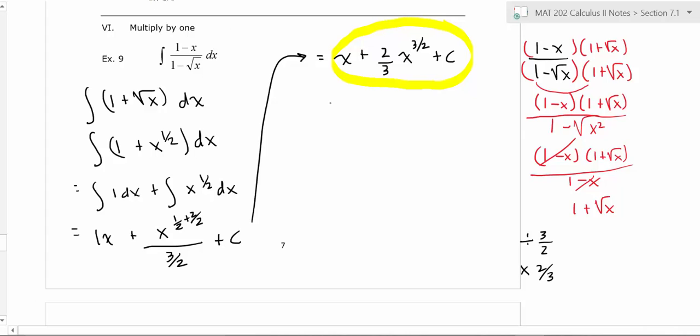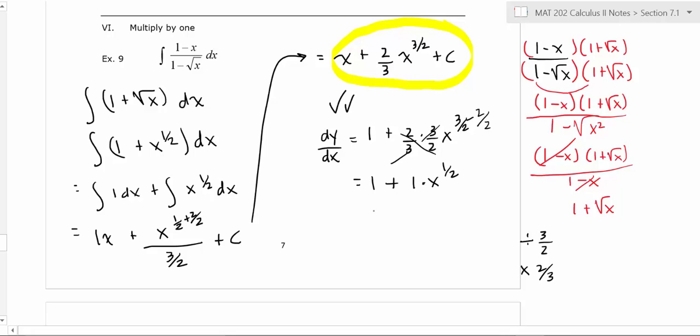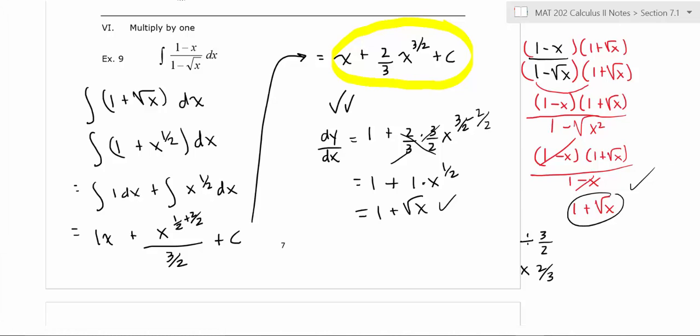Now, if you wanted to, checking this is pretty simple to do. If you take the derivative of the answer, the derivative of x is 1. The derivative of the next term: you write down the constant 2/3, then by the power rule, that would be 3/2 x, and then subtract 1 from the exponent. So you're going to have 1 plus, and notice that 2/3 times 3/2 goes to 1, times x to the 1/2. So that's 1 plus square root of x, and that's what we had there. So that one checks out, and we have our official answer to the problem right here.